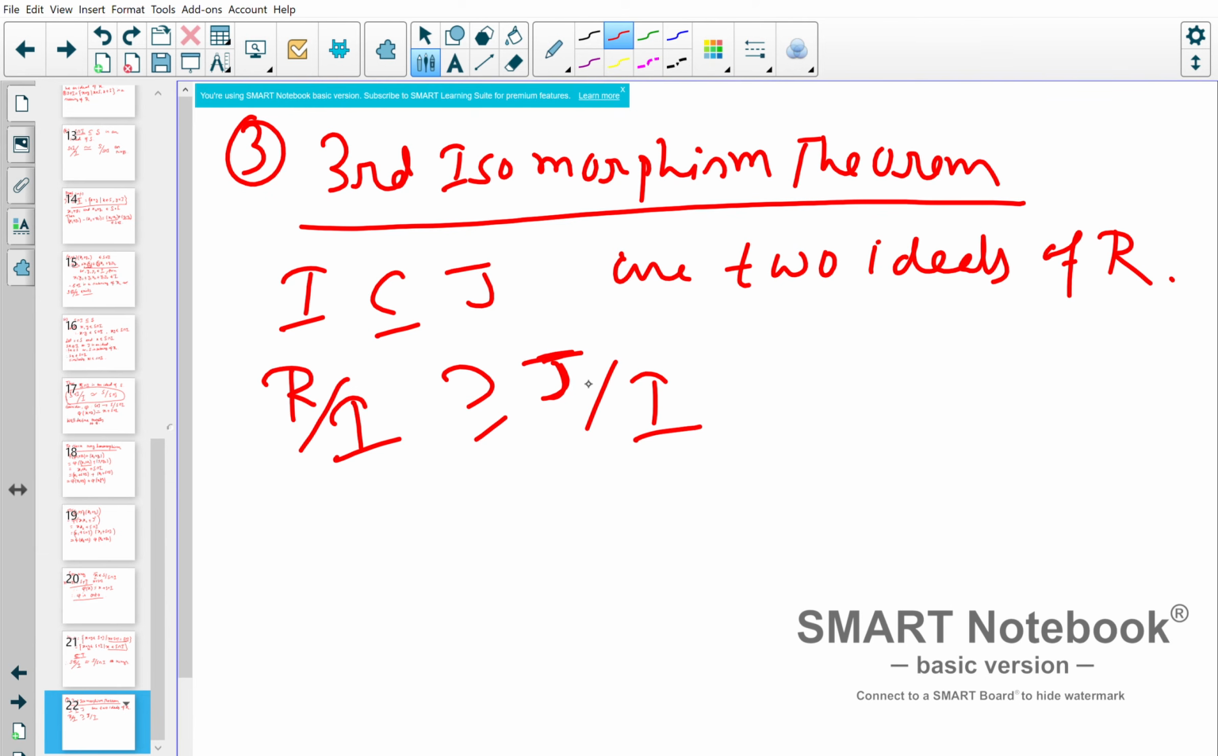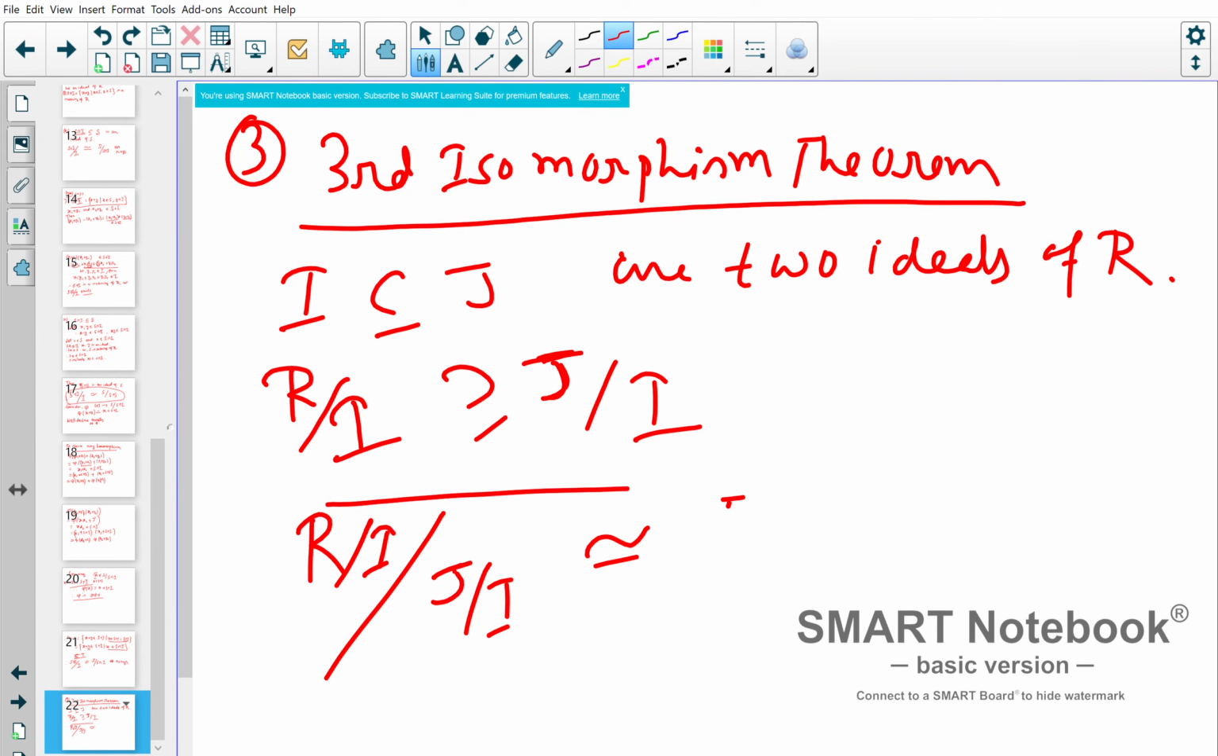You see, J mod I is what? J mod I is an ideal of R mod I, because whenever you choose an ideal I of R, then you go modulo that, it becomes an ideal of this, right? So you can ask, if it's an ideal, then what about the quotient ring? So what about this (R mod I) mod (J mod I)? It is actually isomorphic to R mod J. This is actually the third isomorphism theorem, and the proof is similar again.